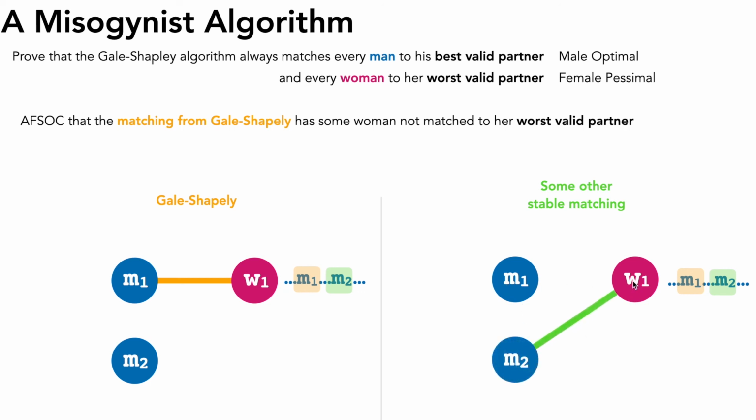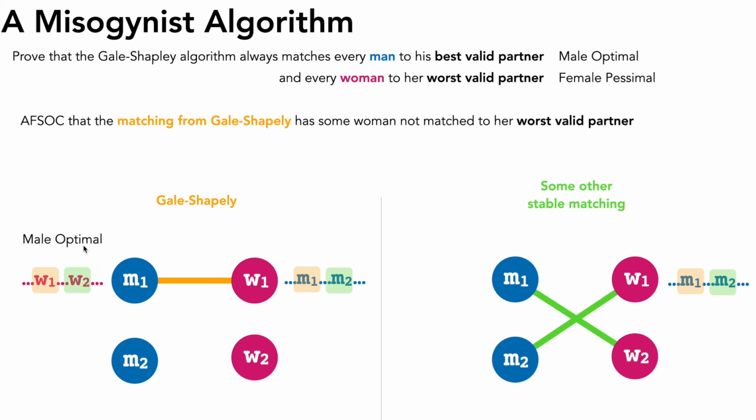Since M1 is no longer matched to W1, let's go ahead and match him with some other W2 and bring W2 over here. From here, we can actually figure out the ordering of M1's preferences. We know he must rank W1 over W2. This is because he's matched to W1 in the Gale-Shapley matching, and he's matched to W2 in the other matching. And we just proved that the Gale-Shapley algorithm is male optimal. So W1 must be his best valid partner.